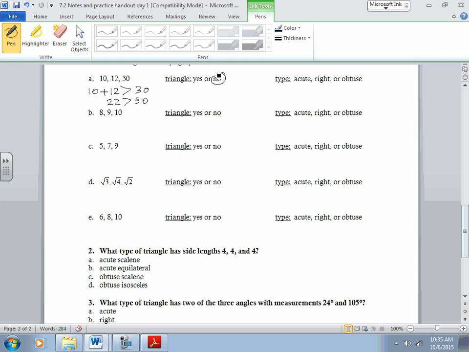Okay, so do we have to figure out if it's acute, right, or obtuse? No. If you can't even make the triangle with those sides, then you can't determine if it's right, acute, or obtuse. So you can't go any further than that, okay? All right, you guys try to do number 2, or B.